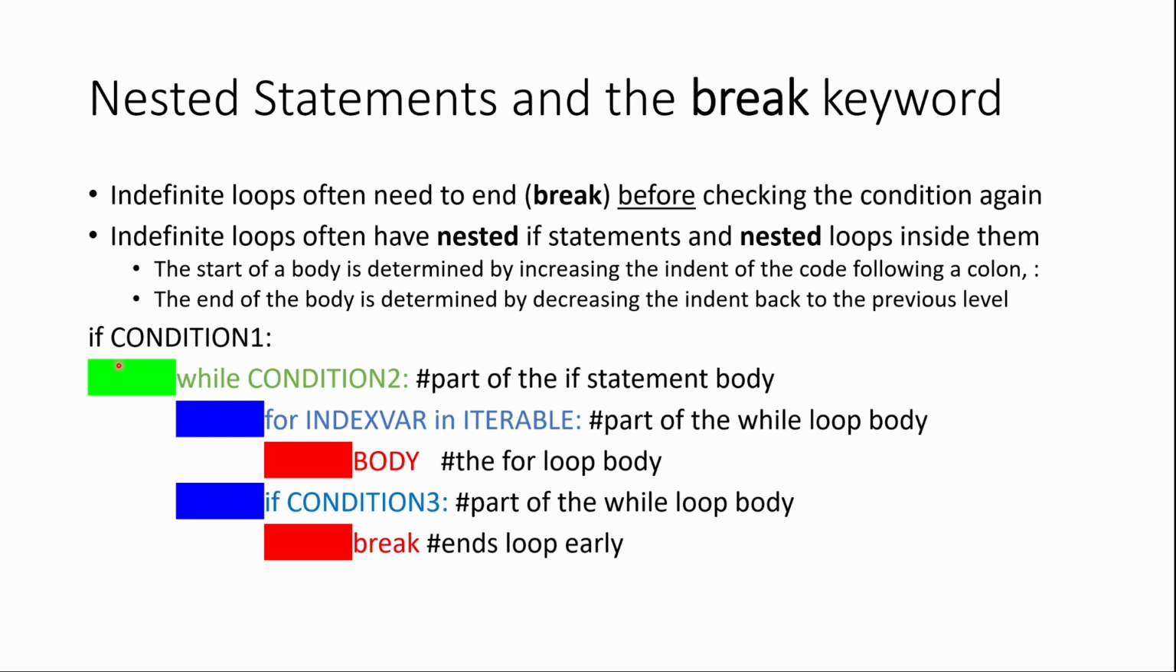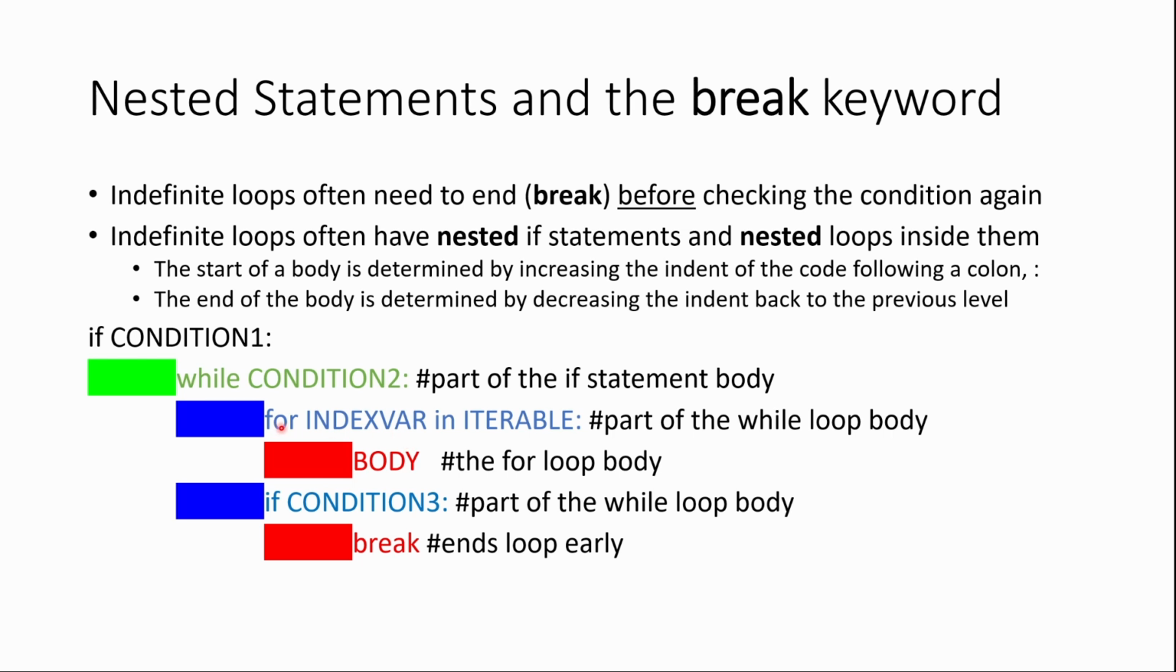So let's take a look at this diagram here, which represents an abstract set of indented statements in Python. The if statement here, that reads if condition 1, contains only a single Python statement, this while statement, which includes while condition 2 and its body. The while statement contains two statements. One is this for statement and its body, and the other one's this if statement and its body.